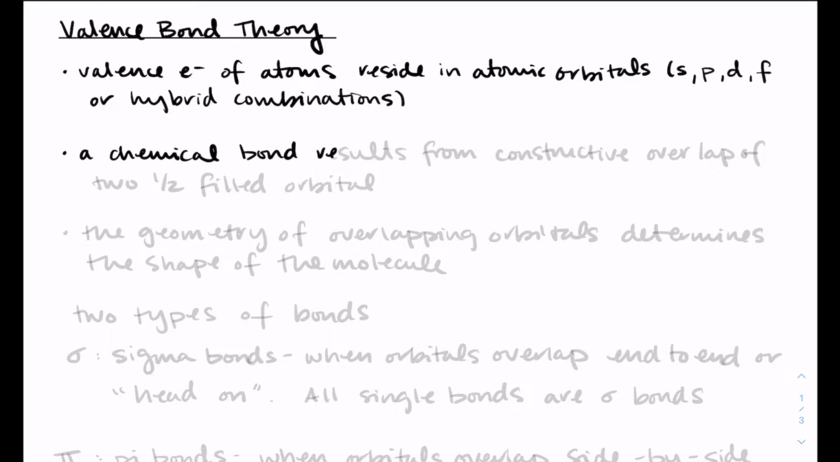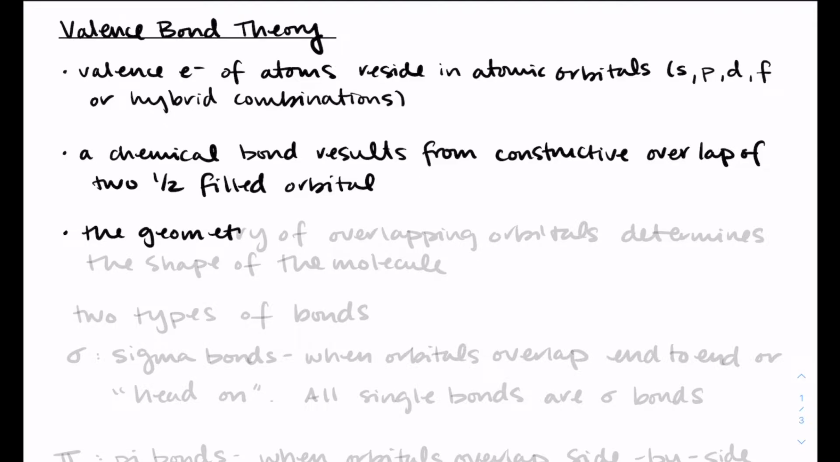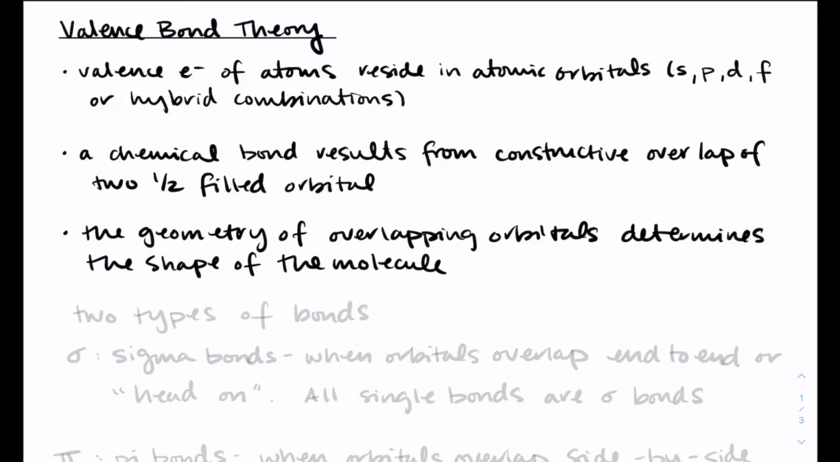And what we're doing in valence bond theory, we're taking the valence electrons of the atoms, which reside in atomic orbitals, and the knowledge that a chemical bond results from constructive overlap of two half-filled orbitals, and then saying that the geometry of the overlapping orbitals determines the shape of the molecule, and we're going to build structures and pictures off of that. So there are two types of bonds.